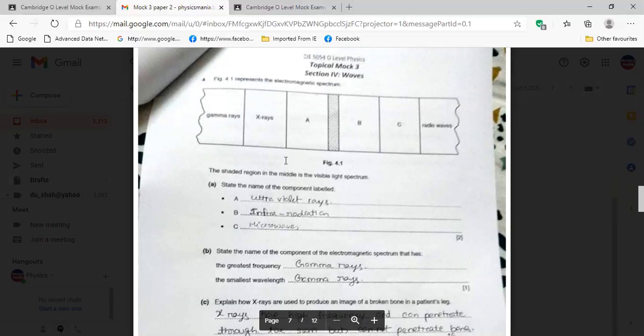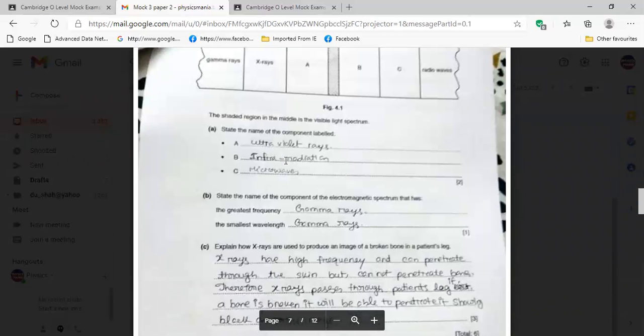A is here ultraviolet, B is here infrared, C is here micro. Yes, correct. Smallest frequency, greatest frequency, smallest wavelength. State the name of the component of the electromagnetic spectrum that has greatest frequency, smallest wavelength: gamma rays.